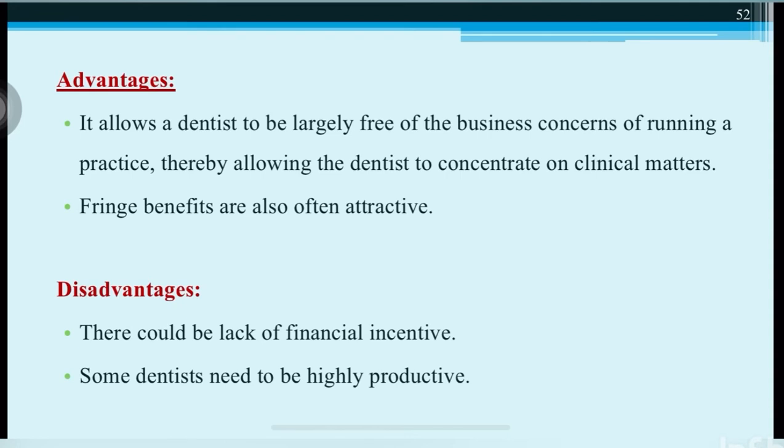Okay, so what are the advantages of this? It allows a dentist to be largely free of the business concerns of running a practice, thereby allowing the dentist to concentrate on clinical matters. Fringe benefits are also often attractive. Disadvantages are basically there could be lack of financial incentive and also some dentists need to be highly productive.